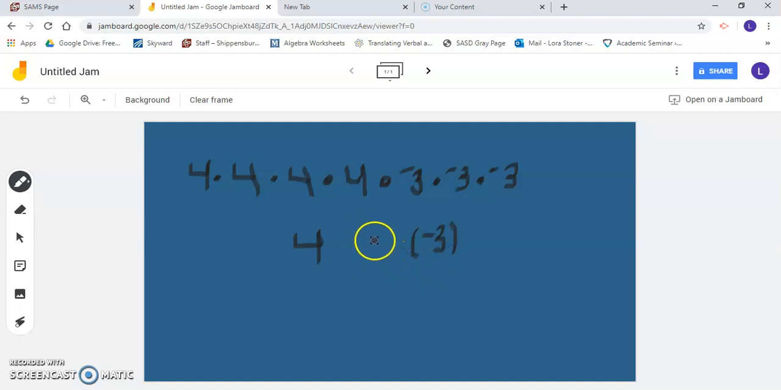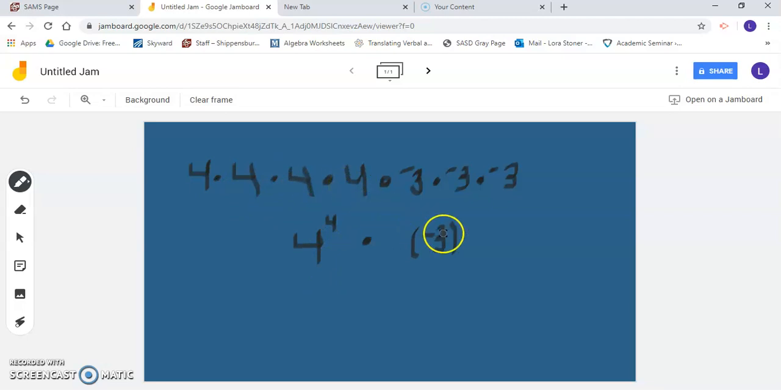Now, between them, I have asked you to use multiplication. So I asked you to use an asterisk. That's what you're going to use, but I'm going to use a little dot here because I'm on Jamboard, and Jamboard does not have an asterisk. So this is my multiplication sign. Now, you have to go back and ask yourself, how many 4s do I have? 4 is a base. How many do I have? I have 1, 2, 3, 4. So that's my exponent. It is 4 to the 4th. 4 to the 4th means the same thing as 4 times 4 times 4 times 4.